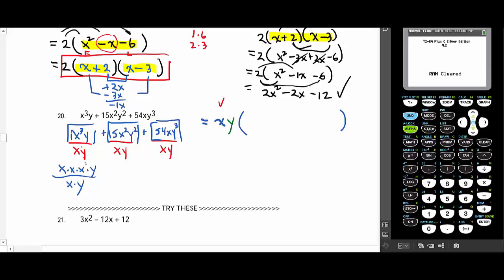One of the x's, one of the y's. What are you left with? X squared. Okay, so that's an x squared. If you have to do that, do that. Okay, if you can do it in your head, do it in your head.